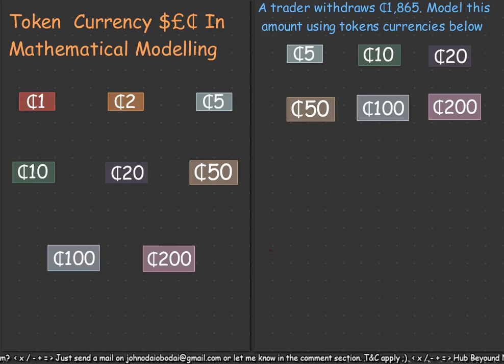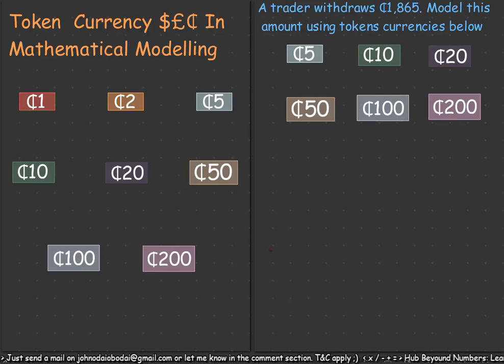Now in this lesson, we are looking at token currency in mathematical modeling. The whole idea of this is how you can use tokens, which we are using to represent real money or legal tender, to express huge sums of money, you see.